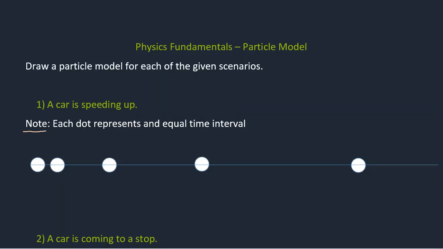And at the same time, for the particle model, there's no real right answer. It's just using your best discretion from a physics standpoint. So let's jump right into it. Our first example is a car speeding up. So please take a look at my note here.